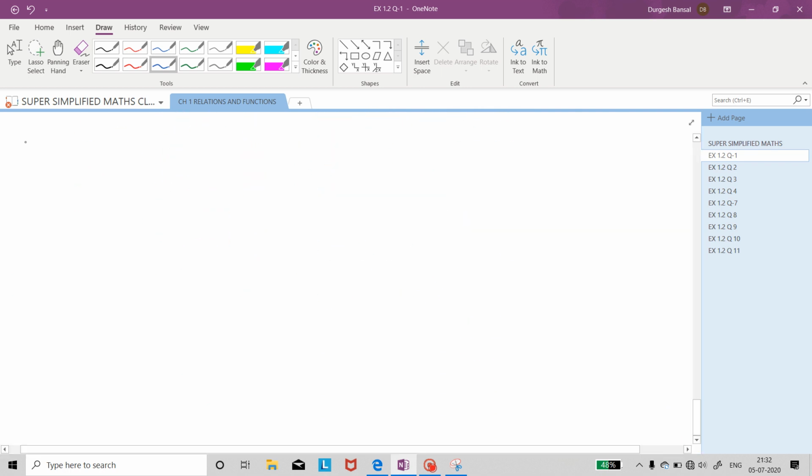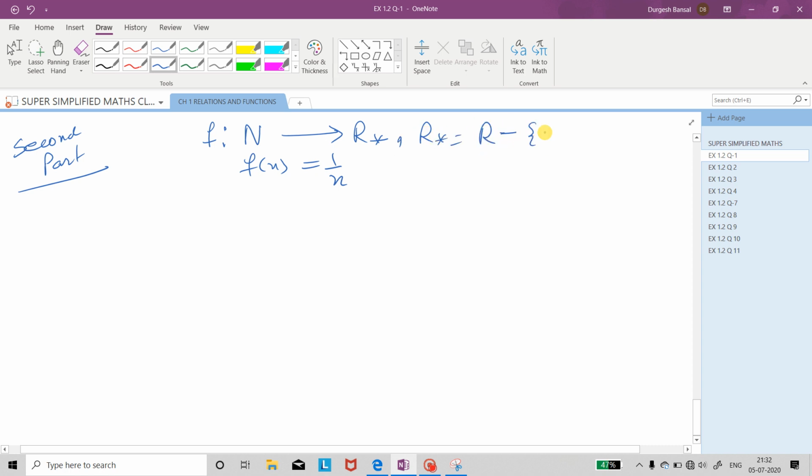So now you can say this is the second part of the same question, question 1. The change is that the domain becomes the set of natural numbers and the codomain remains the same, the set of positive reals. And the function is also the same, 1 by x, and again R star is the set of real numbers minus 0. N is the set of natural numbers.